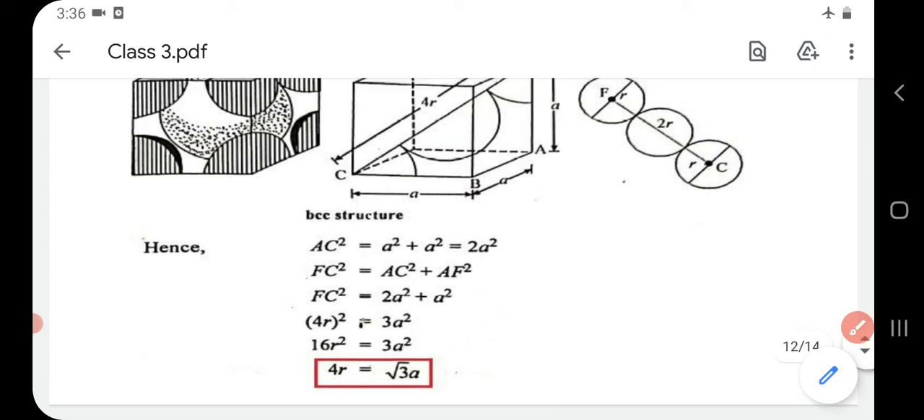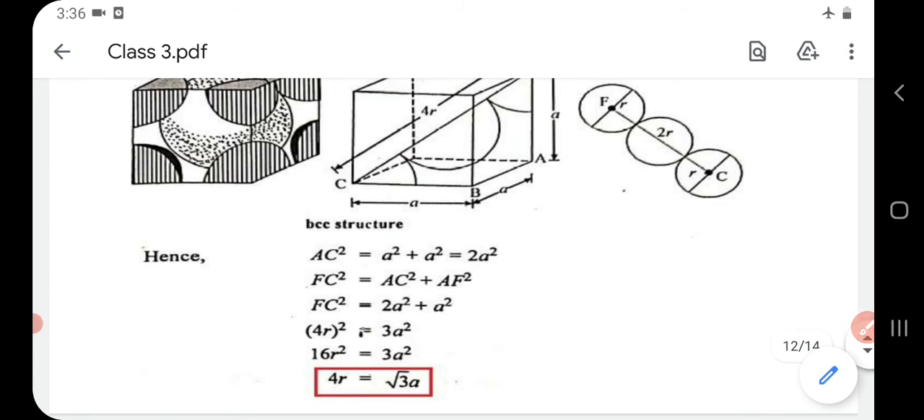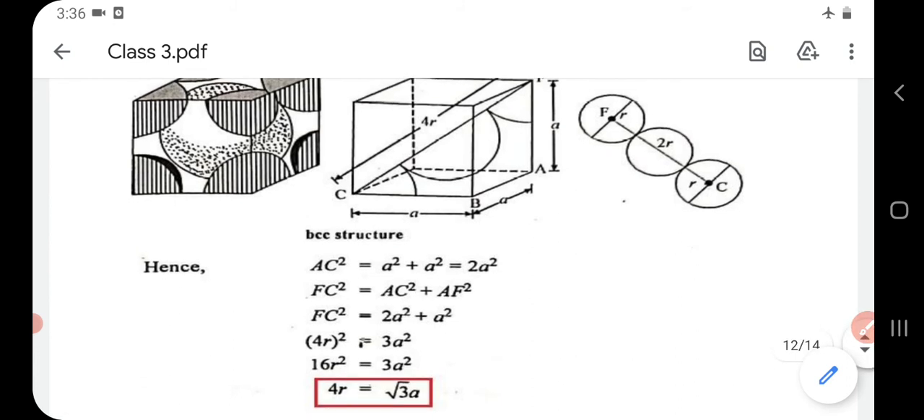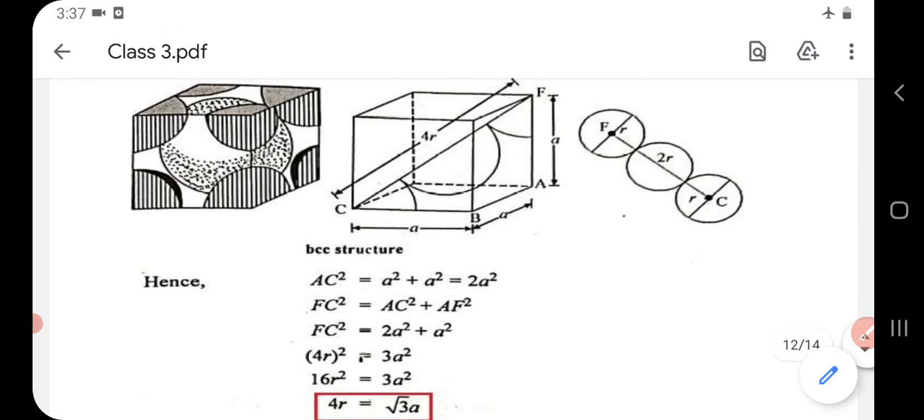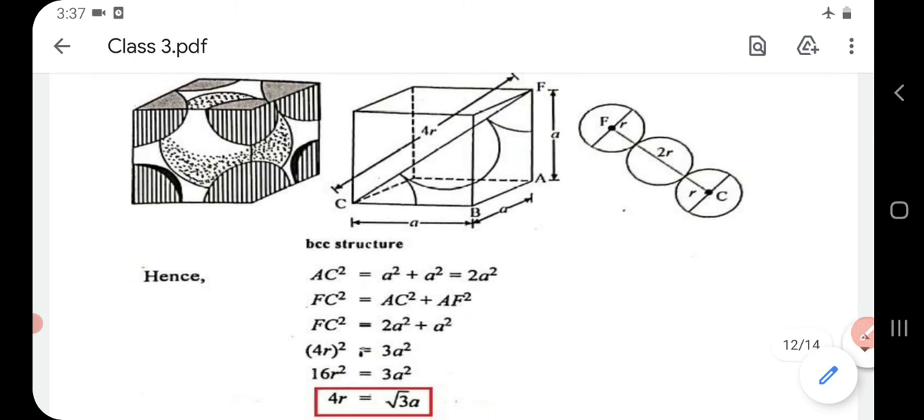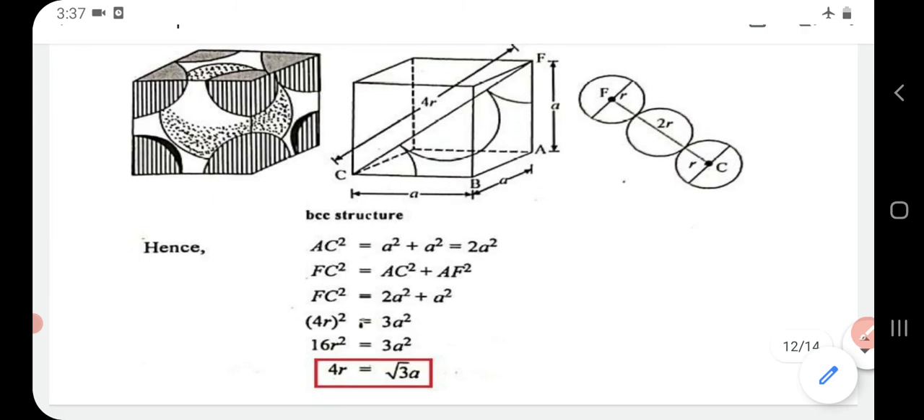Here they are trying to derive, as usual, the relation between interatomic distance a and atomic radius r. So here AC square is equal to a square plus a square, which is 2a square. This one, AC square, hypotenuse. So this is a and this is a. Now what about FC square? FC square will be AC square plus AF square. So that will be 2a square plus a square, because AC square is already 2a square. So FC square will be 3a square.